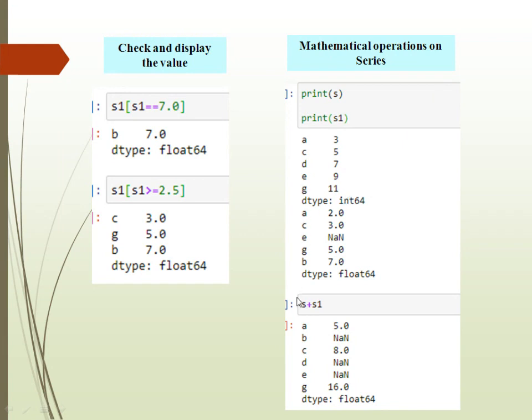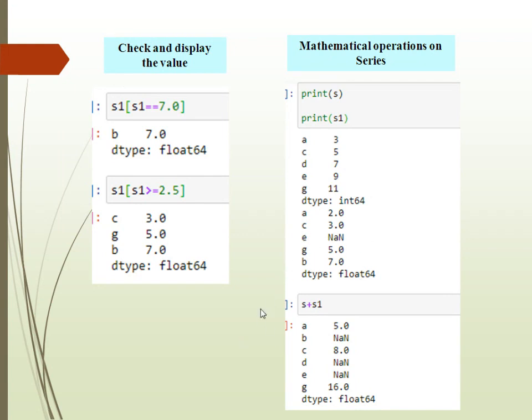Then we'll look for B. B is 7.0, but B is not present here, so it means addition is not going to happen. So the answer is NaN. Clear? Then we'll look for C. C is 3.5 here and here it is 5. Then the addition is 8.0. Then we'll look for D. D is not present in S1. So S1 will not perform any addition. It will only display a NaN value.